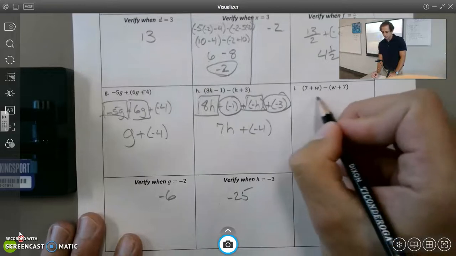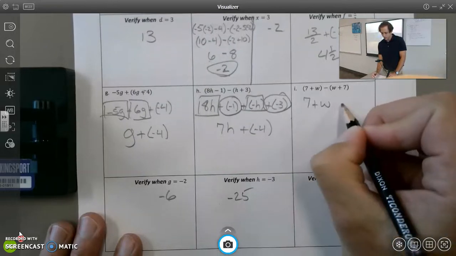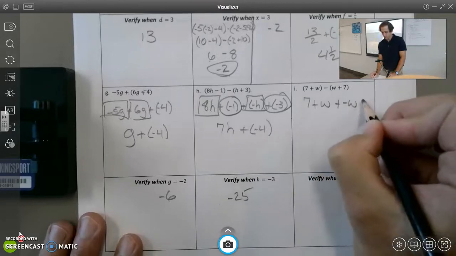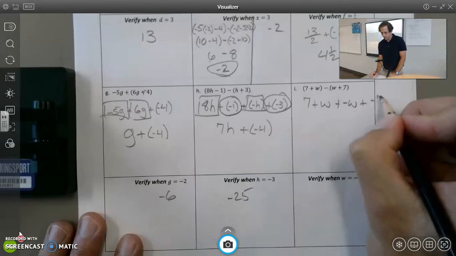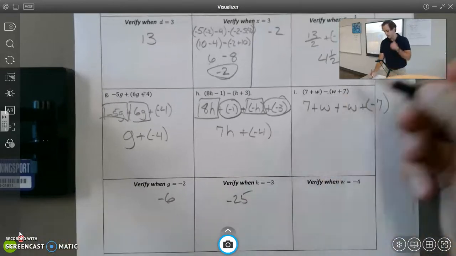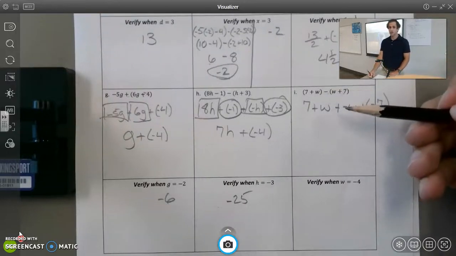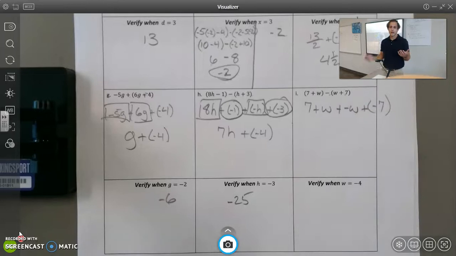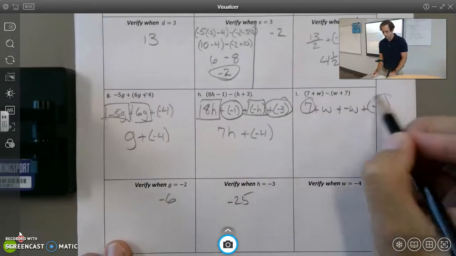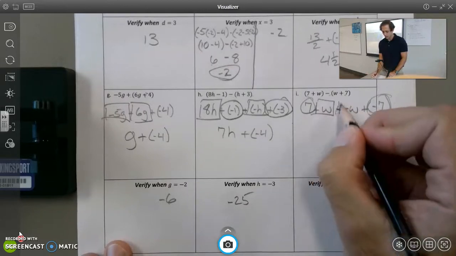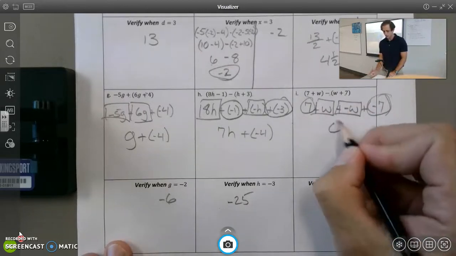7 plus w minus, or plus negative w plus negative 7. Now guys, if you looked at this problem, you should see that 7 plus w and w plus 7 are the same thing. What happens when you subtract the same value from the original value? Well, you end up with nothing. 7 and negative 7 is going to create 0. w and negative w going to create 0, and it's 0.